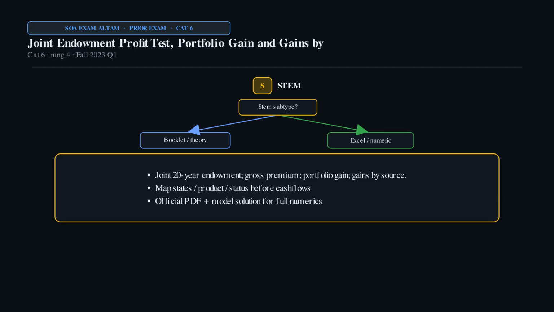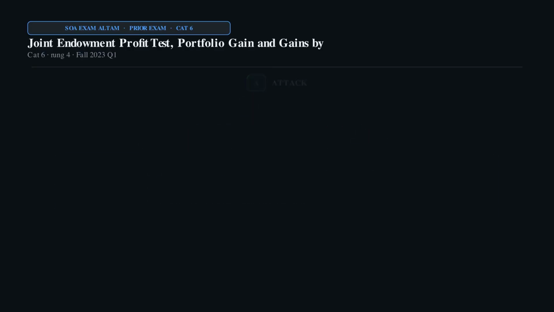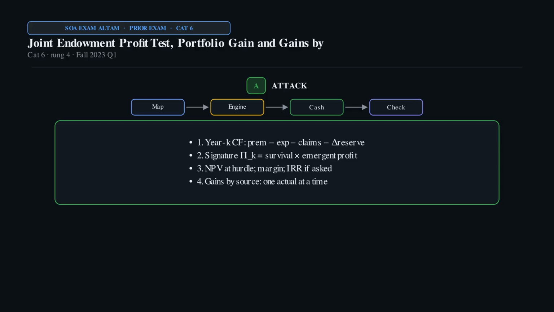Own the recognition queue and map before grinding algebra. Use the official exam PDF and model solution for full numeric work. Attack with the Category 6 checklist.